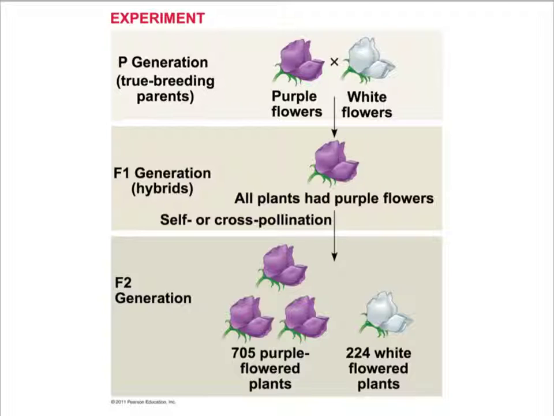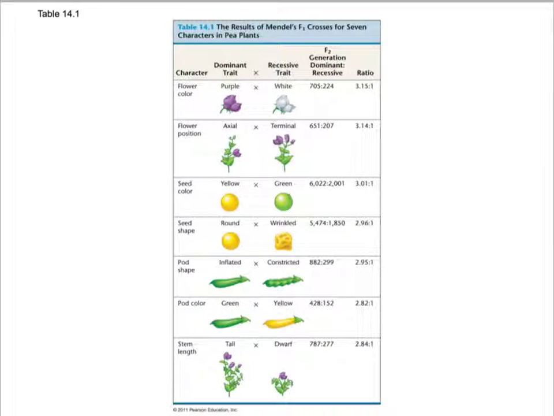Mendel reasoned that only the purple flower factor was affecting flower color in the F1 hybrids. Mendel called the purple flower color a dominant trait and the white flower color a recessive trait. The factor for white flowers was not diluted or destroyed because it reappeared in the F2 generation. Mendel observed the same pattern of inheritance in 6 other pea plant characters shown here. Each character was represented by 2 contrasting traits. The heritable factor that Mendel was observing is what we now call a gene.